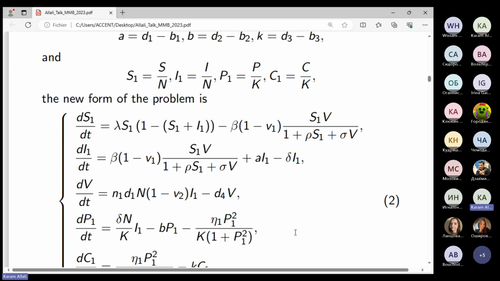So if you see S1, there is no dimension because it is cells divided by cells. The dimension of S is cells, that is, the number of cells per microliter or cells per cubic millimeter. So if we divide by the unit, we can have no units for S1, etc. So here we have a number of cells per microliter, or number of cells per cubic millimeter.